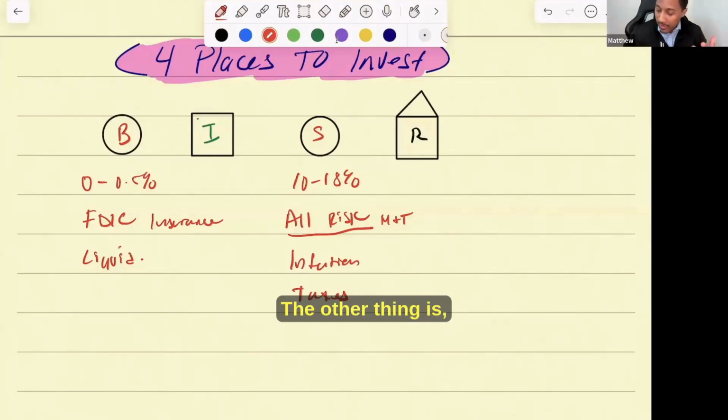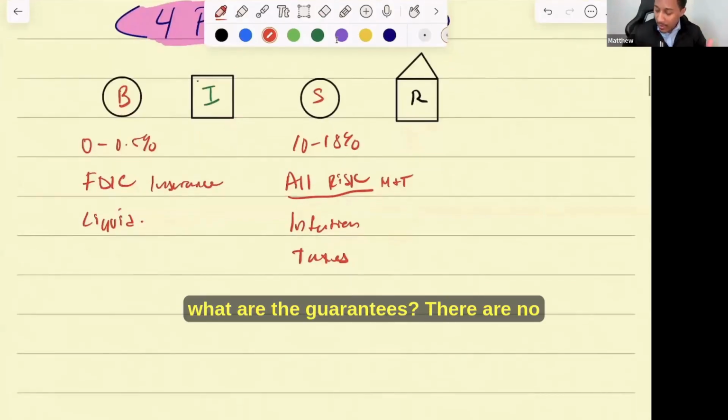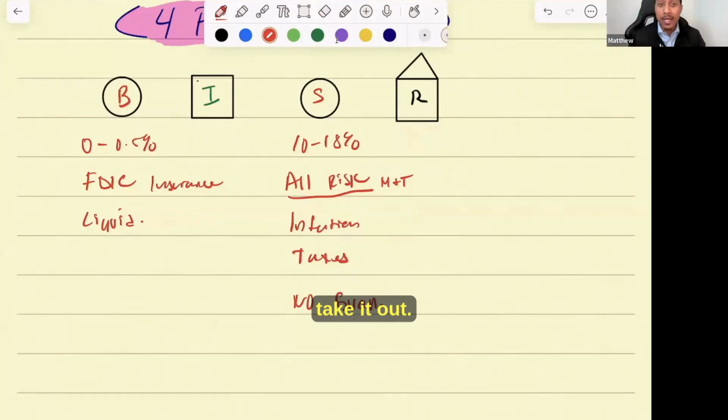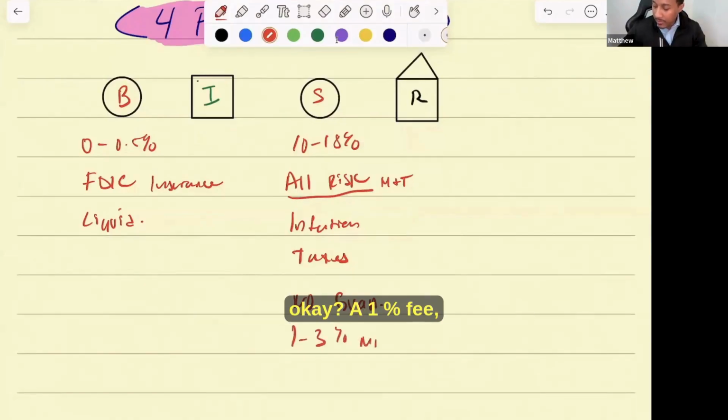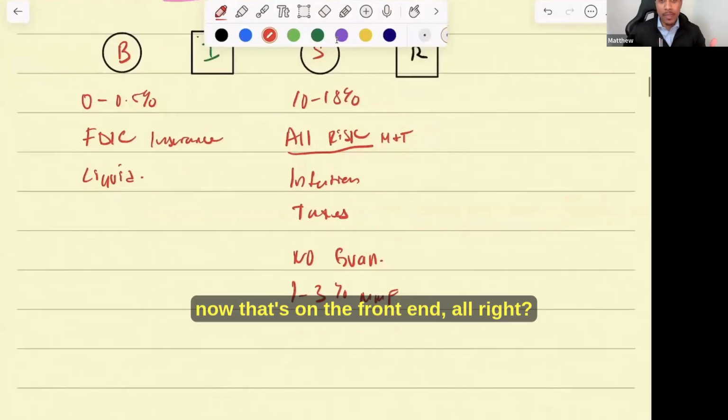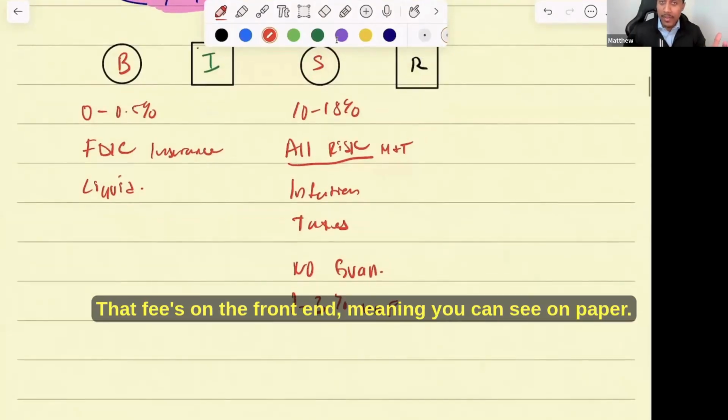Okay, and the other thing is, what are the guarantees? There are no guarantees that the money will even be there when it comes for you to actually take it out. And of course, you're paying anywhere from a 1 to 3, maybe 2% money management fee. Okay. A 1% fee. Now that's on the front end. That fee's on the front end, meaning you can see it on paper.